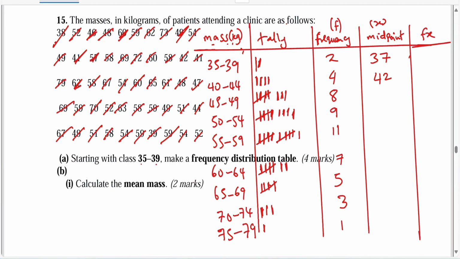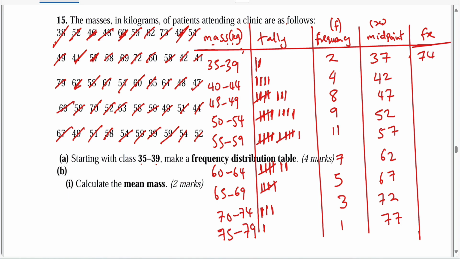45 to 49 ni 47. 50 to 54 ni 52. 55 to 59 ni 57. 60 to 64 is around 62 pia. So ni hivyo 67, 72 na 77. So khalas. So those are the numbers that should be there. So frequency times your midpoint, itakupa fx. So 37 times 2, chukua calculator yako, itakupa around 74.